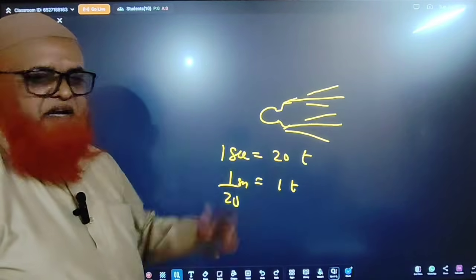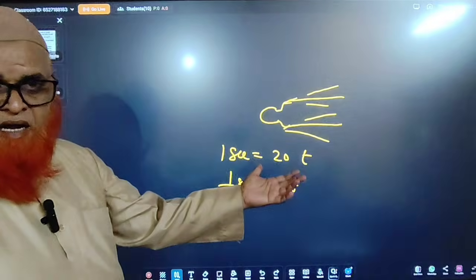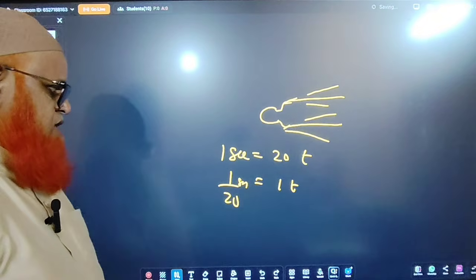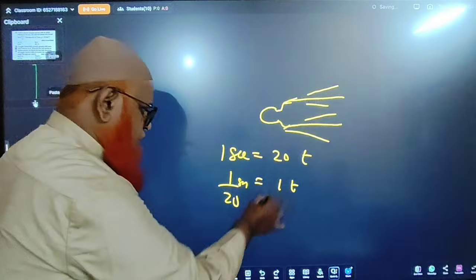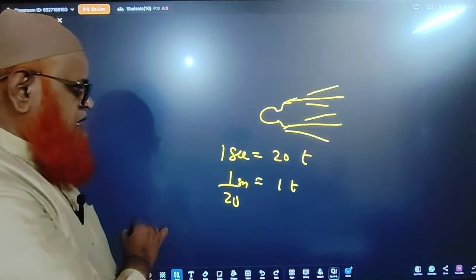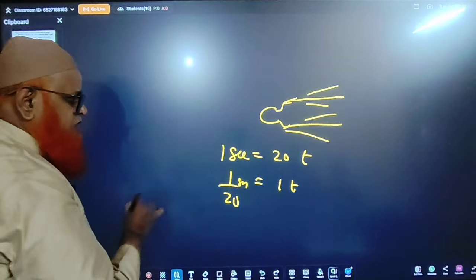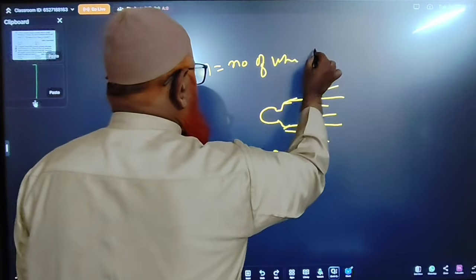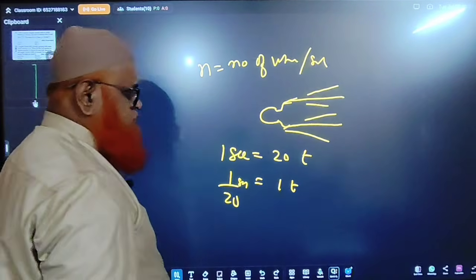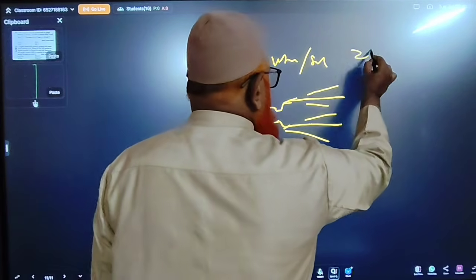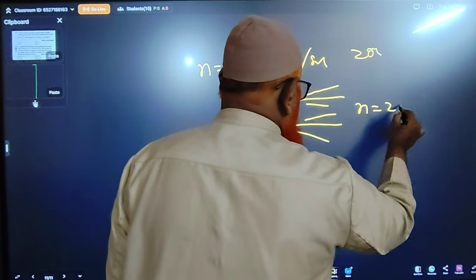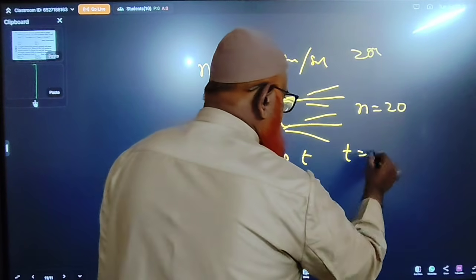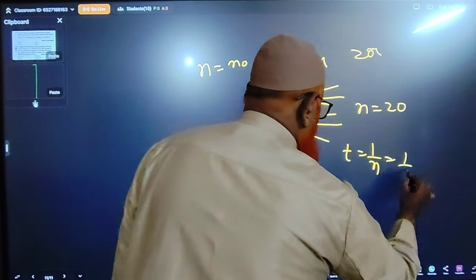1 second is equal to 20t. So t is equal to how much? 1 by 20. Okay, so this is the time here. Frequency means the number of vibrations per second. So how many vibrations is it making? 20 vibrations. So n is equal to 20. What is the time period? Time period means 1 by n, which is 1 by 20.